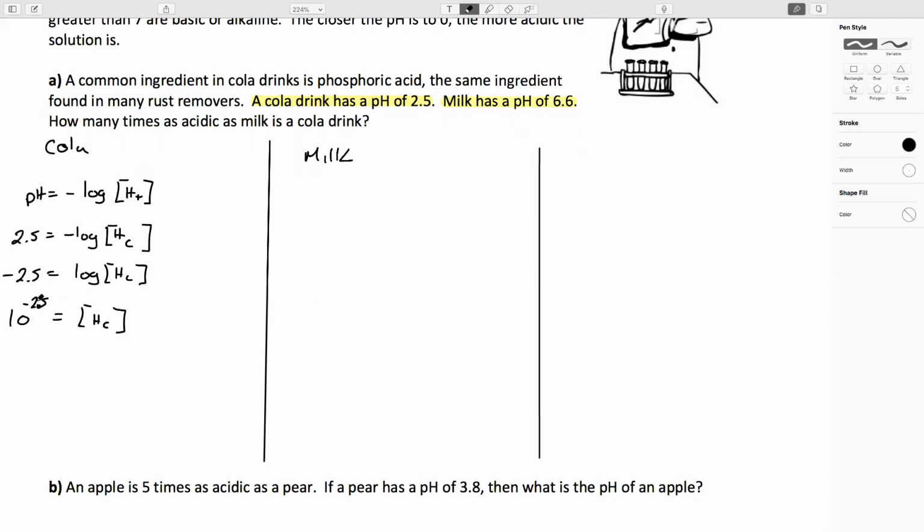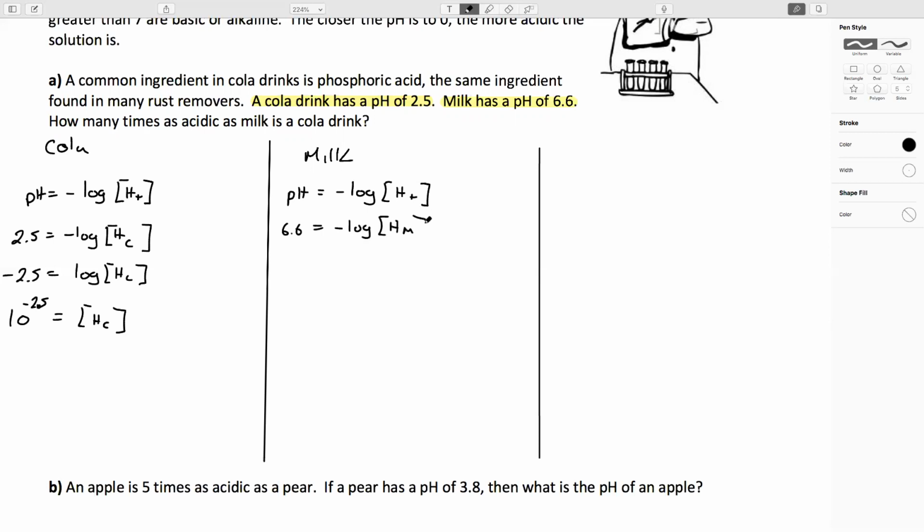So 10 to the minus 2.5 is the molar concentration of hydrogen ions in cola. All right, let's do the same thing for milk. So pH equals minus log concentration of H plus. Put in our numbers. For milk, it has a pH of 6.6 equals minus log concentration of H.